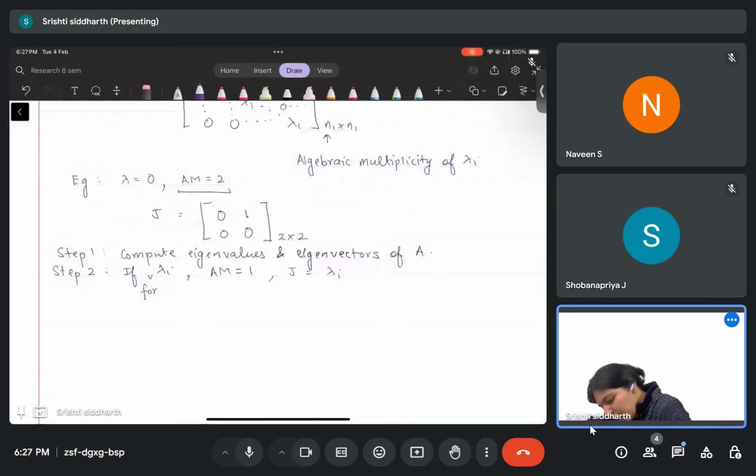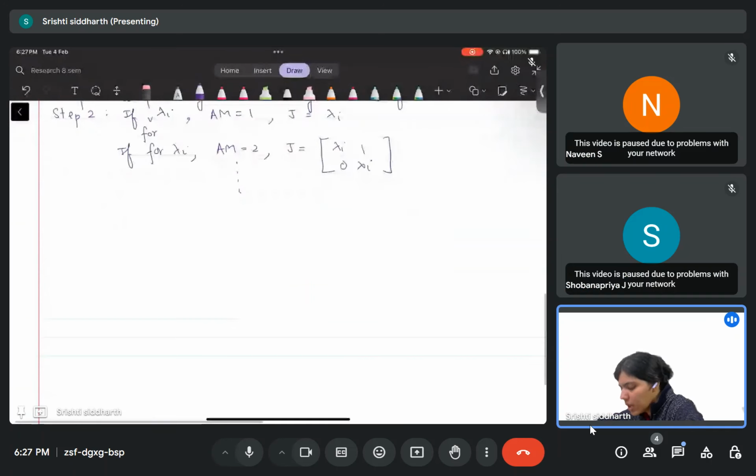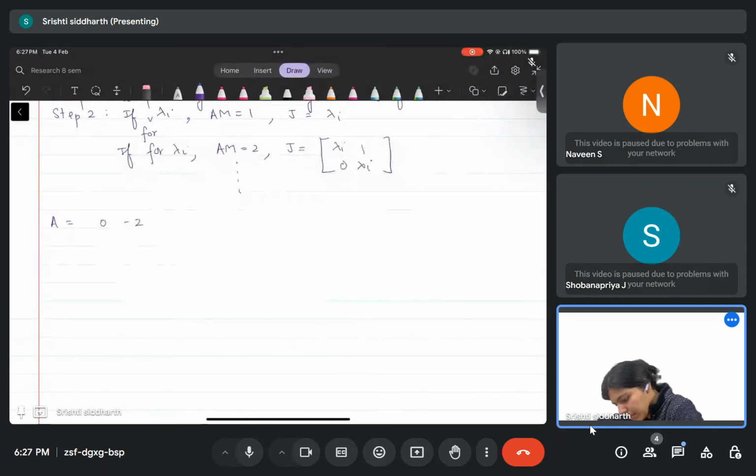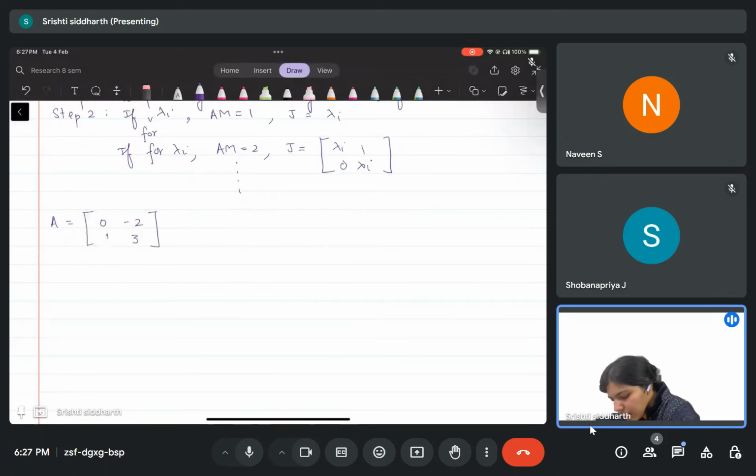Okay. So right now we have a matrix A, which is 0, -2, 1 and 3. The eigenvalues are going to be the roots of the characteristic equation, that is, the determinant of lambda I minus A should be equal to zero. So let's see: lambda, and then 2, minus 1, and lambda minus 3. The determinant should be 0.